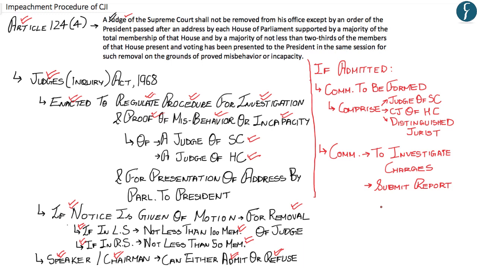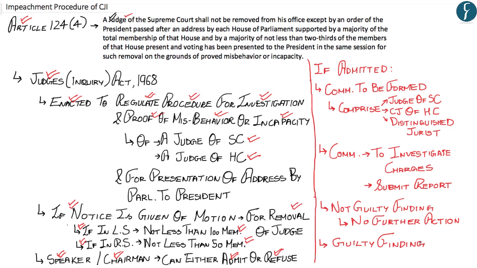Now, the committee will submit a report to the Chairman of the Rajya Sabha if the notice has been admitted in the Rajya Sabha, or the committee would submit the report to the Speaker of the Lok Sabha if the notice has been admitted in the Lok Sabha. If the committee contains a finding that the judge is not guilty, there shall be no further action. However, if the committee finds the judge guilty, then the impeachment motion will be taken up by the House.